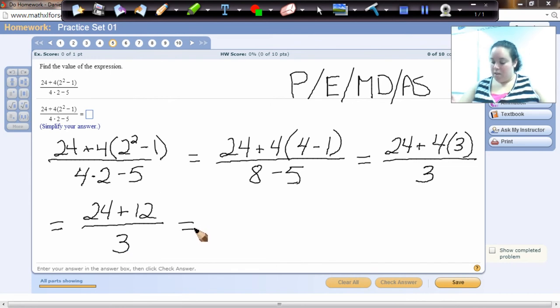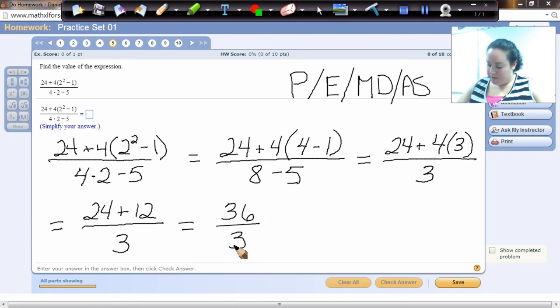Great. Then lastly, we'll finish up this numerator. Well, second to lastly, finish up the numerator. 24 plus 12 is 36 divided by 3. And then lastly, we need to reduce. So 36 divided by 3 is 12.